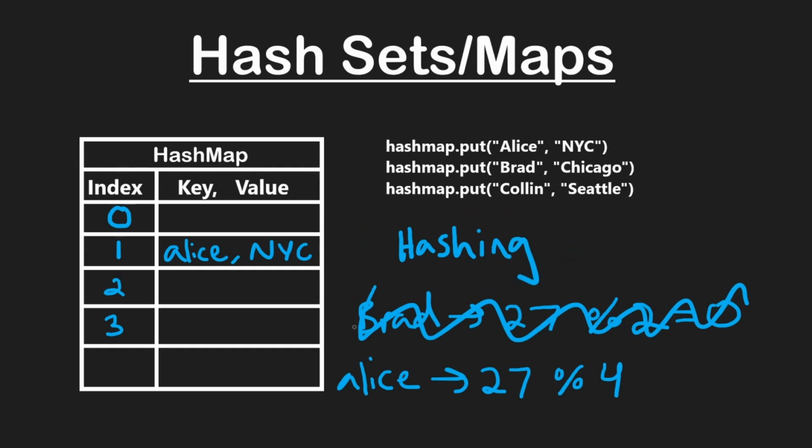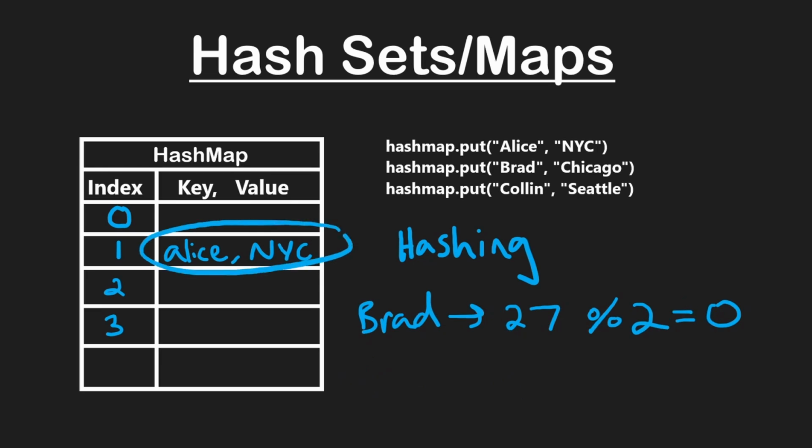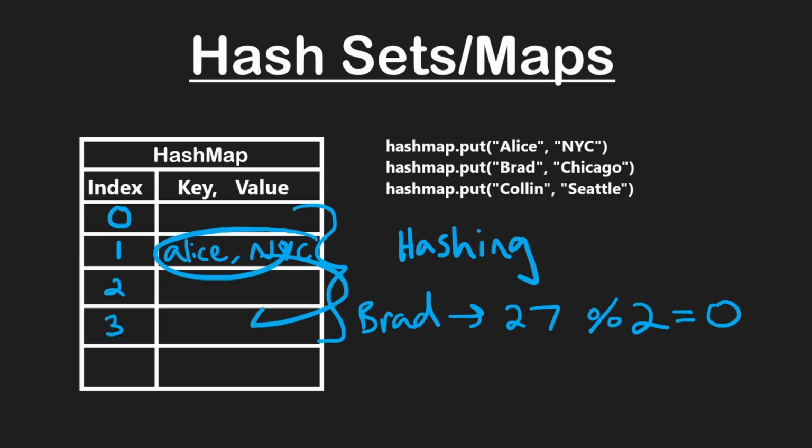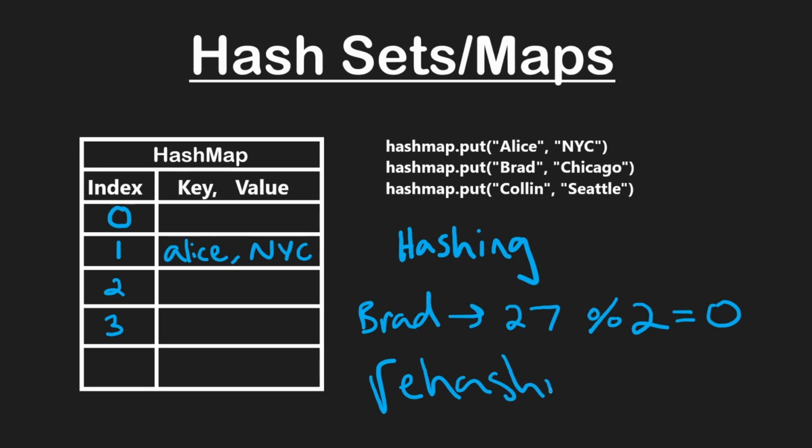So what we have to do when we resize, we take every single key that's already in the hash map, we recompute the hash of it using the new size, and then move it to where it should now be. For Alice's case, 25 modded by 4 is still 1, so it can stay where it is. But if it wasn't, we would have to move Alice to the new position. By the way, we call this process of increasing the array size and then moving all the elements to their new position, we call that rehashing the array.